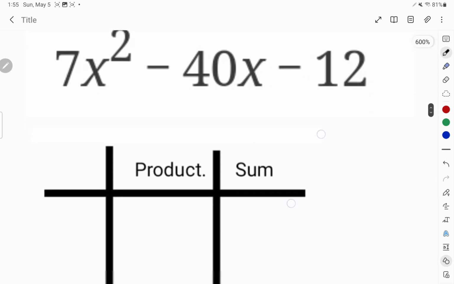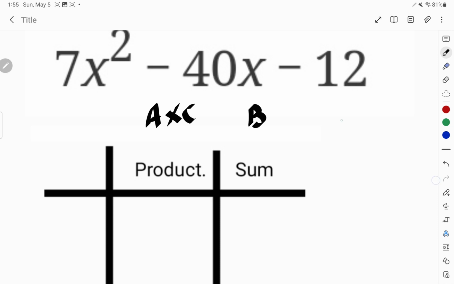Now, just like we did in the previous video, this is going to be pretty straightforward. This is going to be A times C over here, and this is going to be B. We're going to have an extra step at the end. So A times C goes here, and we still have B right here. Let's figure out what A times C is in this case.